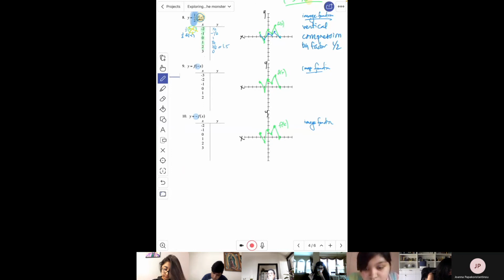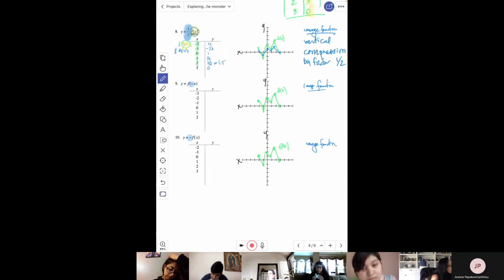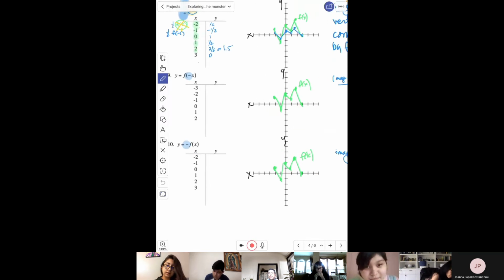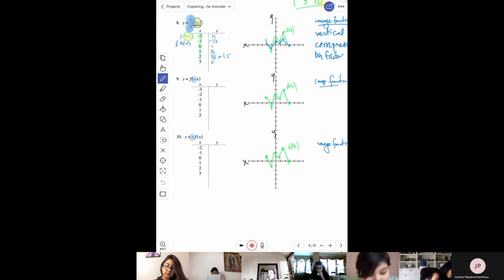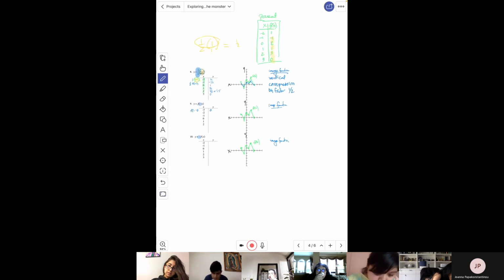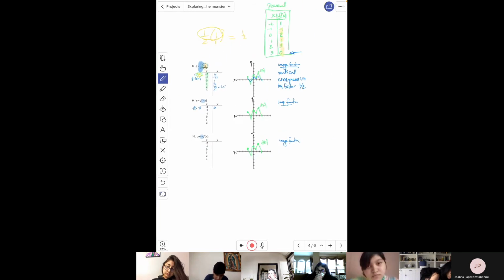Number 9, what would the output values for number 9 be? The first one? 0. Do we see why it's 0? So I'm evaluating f at -3. So that's f at +3. The function evaluated at +3 is 0. Do we see that?